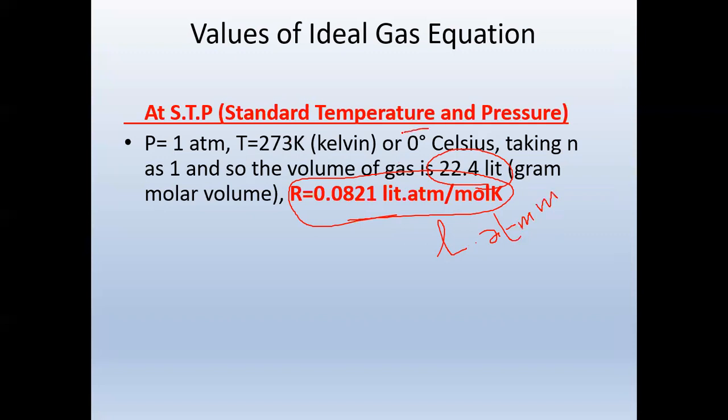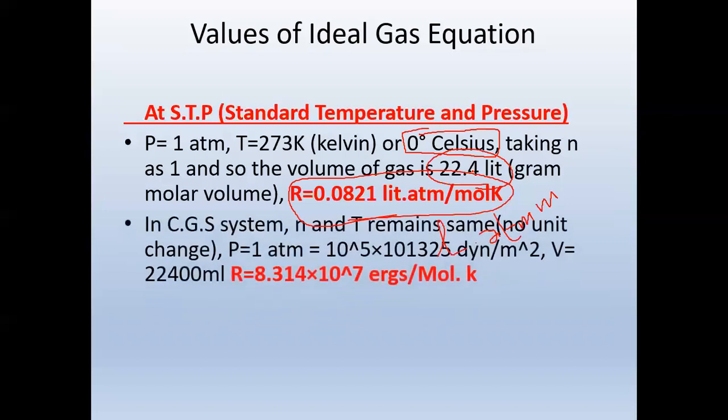So this 0 degrees Celsius you need not check, because mostly temperature is always expressed in Kelvin itself. So pressure 1 atm, if it is given in atm, temperature in Kelvin, and volume in liter, then your gas constant should be equal to 0.0821 liter atm per mole Kelvin.